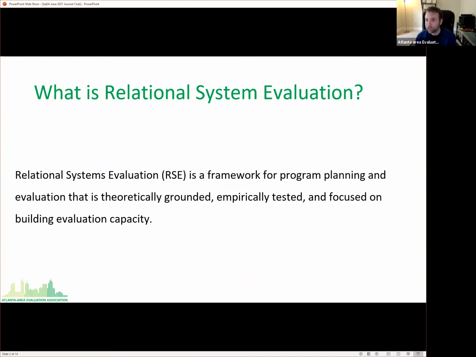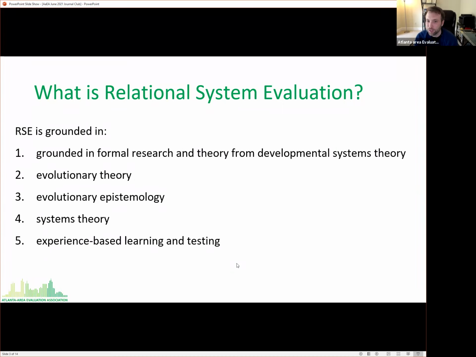So what is relational systems evaluation? It's a framework for program planning and evaluation that is theoretically grounded, empirically tested, and focused on building evaluation capacity. I'm not sure that tells us much that's different from the other theories, evaluation frameworks, and guidelines that are already out there. But we do see the difference once we start getting into it.